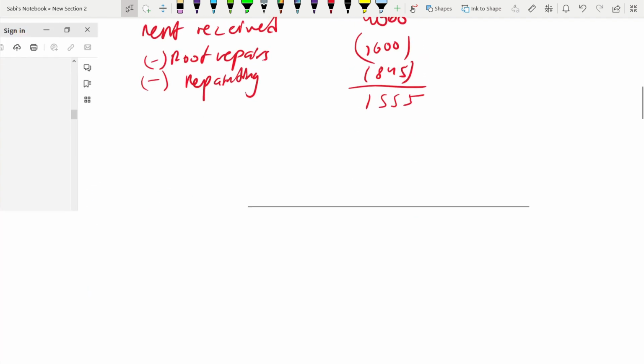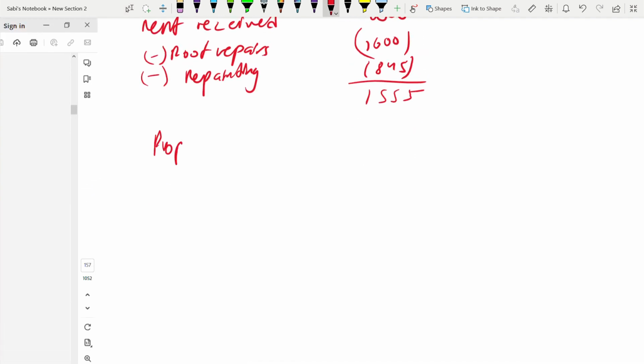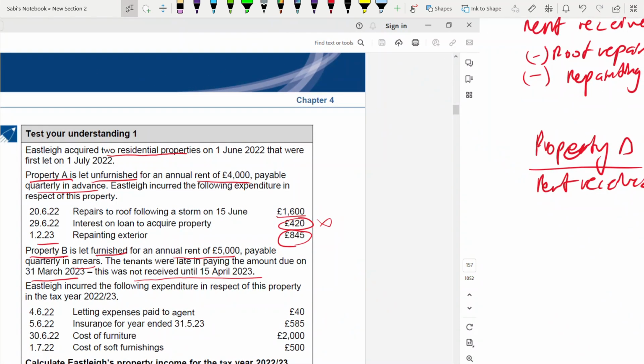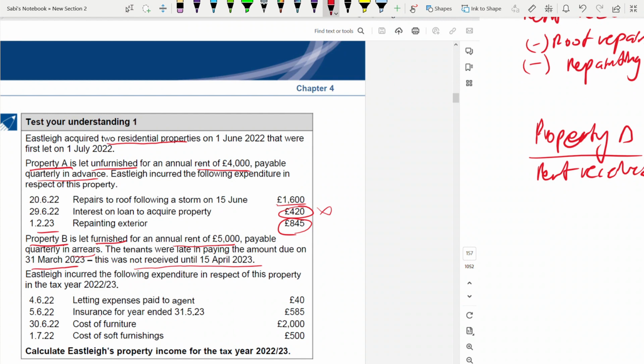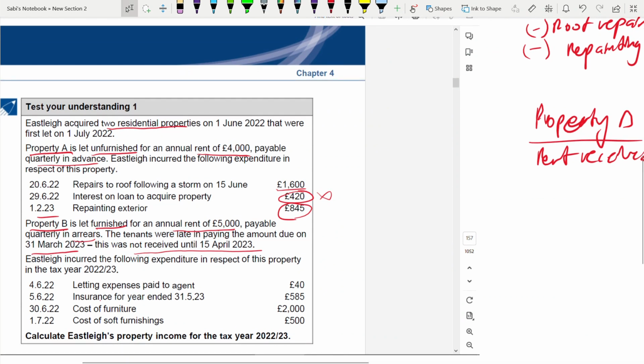Simple, property B also. Okay, will do. Okay, rent received. So here also rent received. See here, payable quarterly in advance. Okay, this one, annual rent of 5000 payable quarterly in arrears and rent has not been paid. Amount due on 31st March 2023 was paid on 15th April. And this one, you are paying quarterly in arrears.